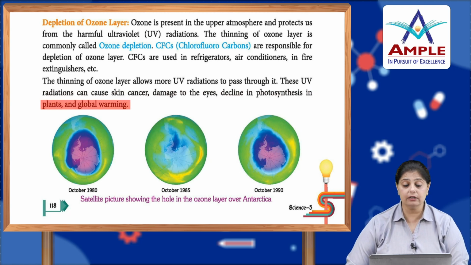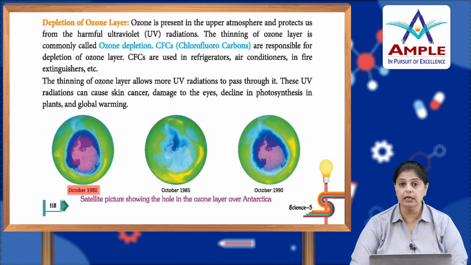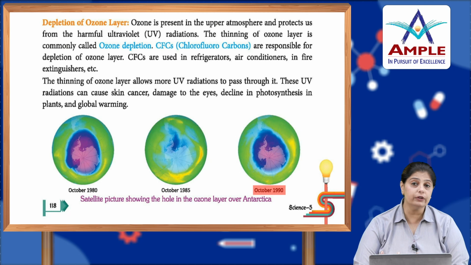These are certain satellite pictures which are showing the hole in the ozone layer over Antarctica. In October 1980, if you see the way it was, the ozone layer was being protected. Then you can see a picture of October 1985 and then that of October 1990. So, you will see the change in the layer over a period of time.